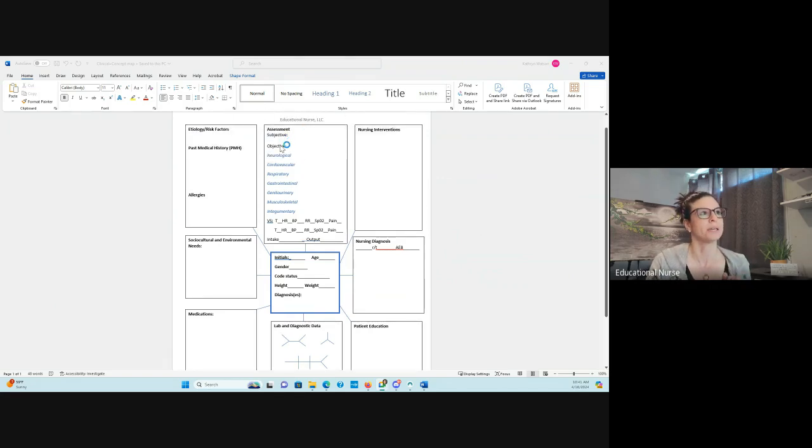So then at the top here, assessment, subjective, objective. This is where we get into our SOAP notes. So subjective is what does the patient state?